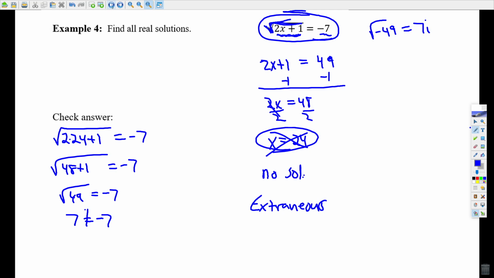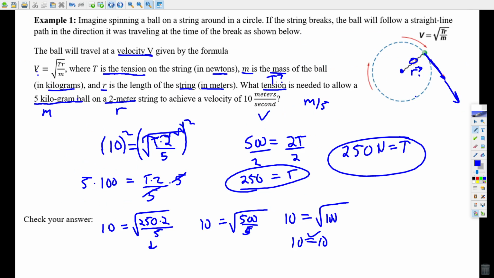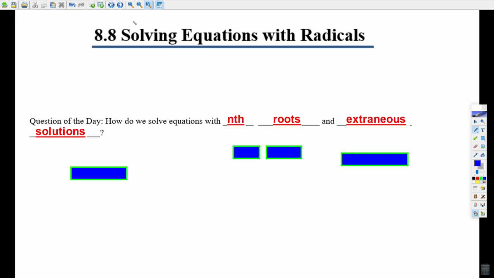But that is the end of this chapter. We're going to move on to chapter 9 next. And that's a wrap on 8.8.